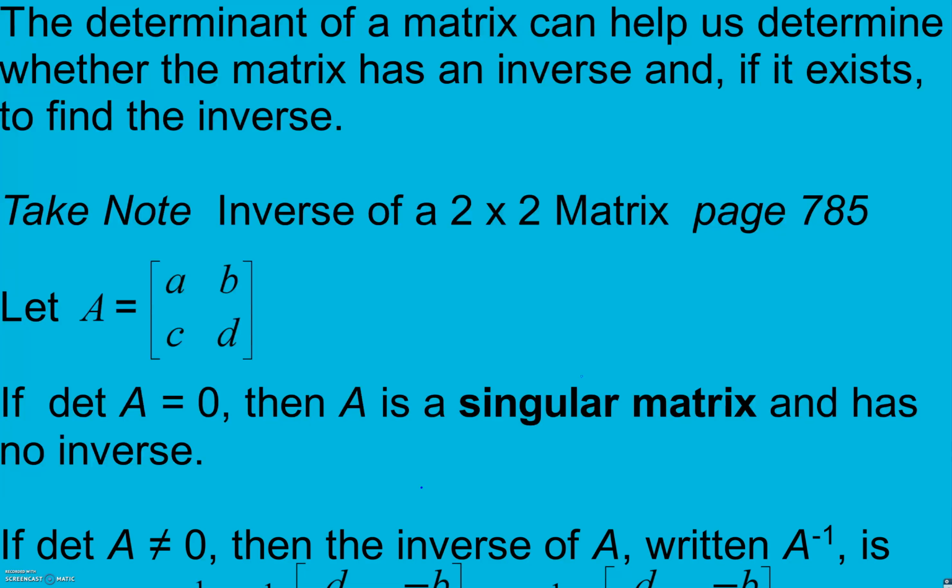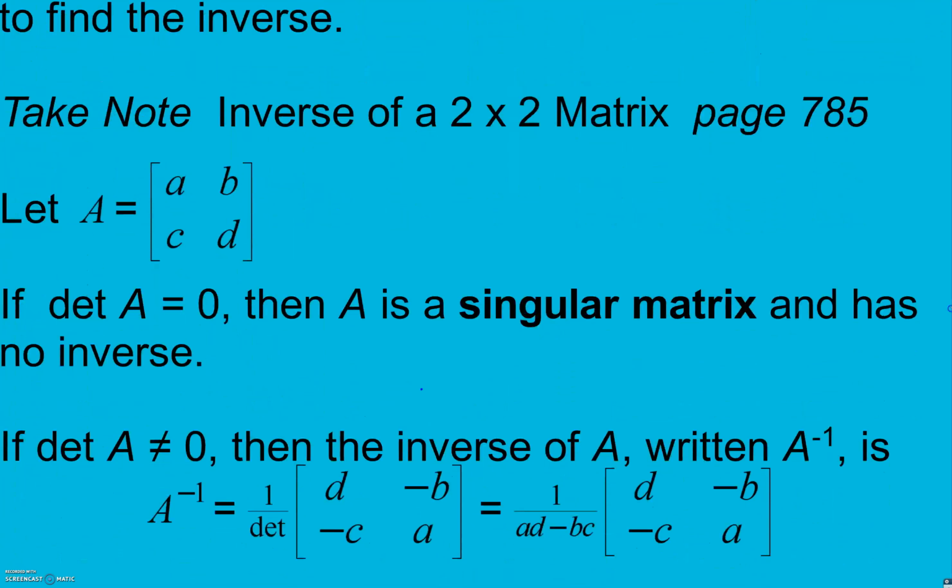Okay, as long as our determinant isn't 0 though, then we can find the inverse of A, and again we're going to write it in inverse notation. That's not an exponent, that just tells us it's an inverse. So it's going to be 1 over the determinant of this matrix, and this matrix you're just going to have to know. Okay, A, negative B, negative C, D.